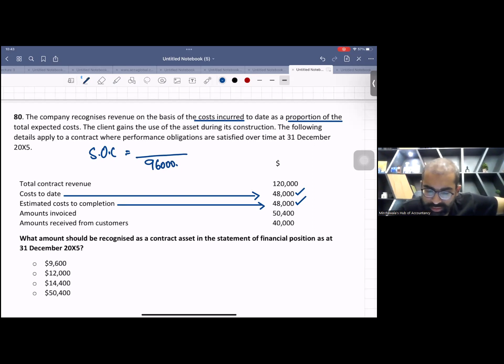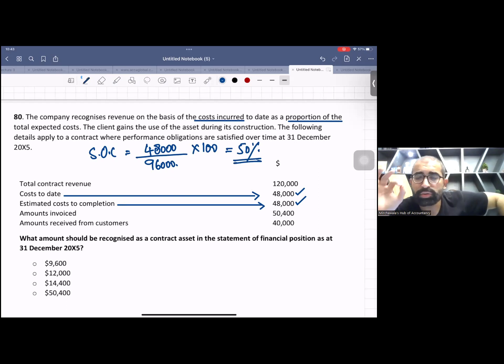And how much cost has already been incurred? It's 48,000. Cost incurred to date is 48,000. So 50% is your stage of completion. And I'm sure you know this. Now read the requirement. Whatever they are asking, just read the requirement. They are only asking for the contract asset.